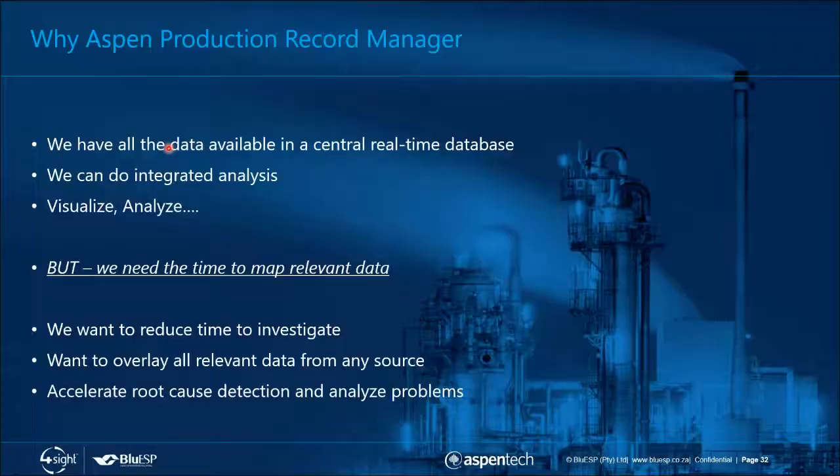So if we just look at why we want to have Aspen Production Record Manager, we said earlier we have all the data in a centralized database. We can do a lot of integrated analysis. We can look at certain patterns, we can search, we've combined the analysis, we can visualize the data, and then we can analyze what's happening with our process. But all of this also needs time to be able to map the relevant data. And so what APRM is doing, it wants to reduce the time to investigate. How do we combine correlated data? And it also wants us to be able to maybe look at the data in an overlay fashion and compare this data from any source and make sure that the data is pulled in.